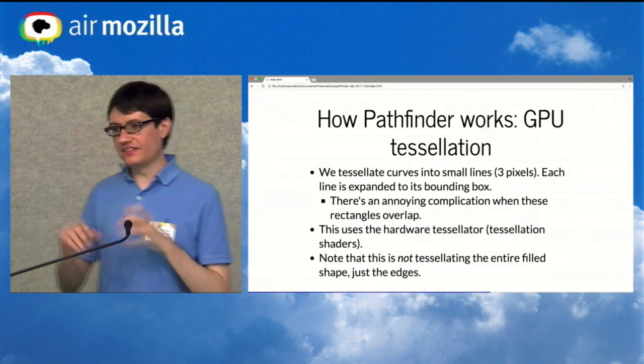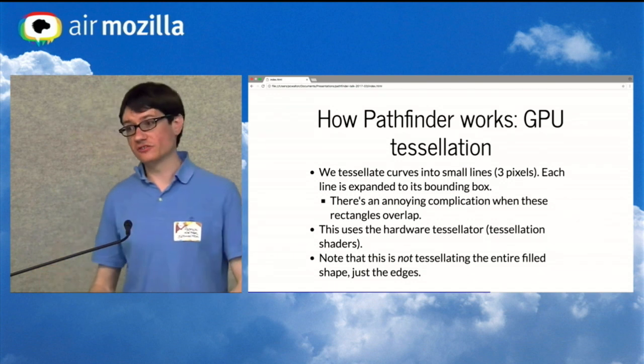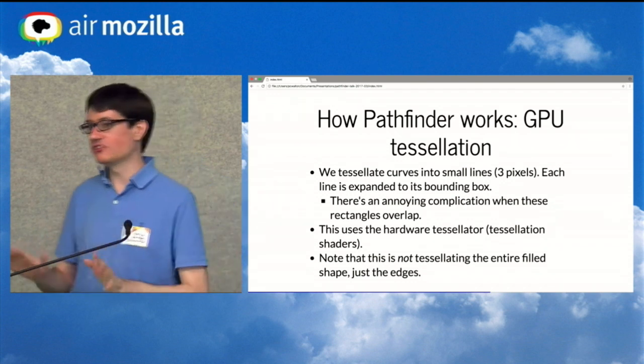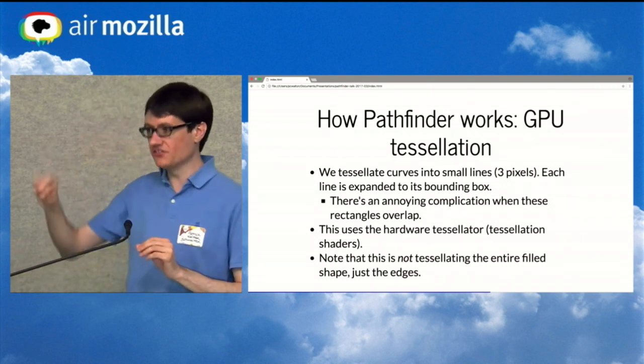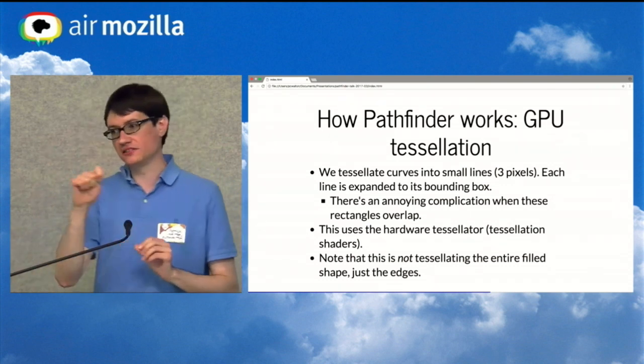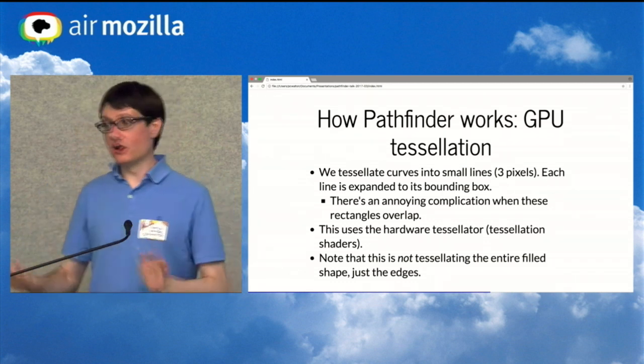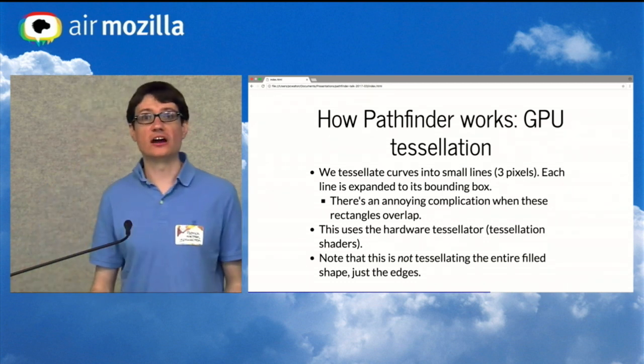So notice that this is not doing what a lot of other rasterization algorithms do, in that they turn the whole shape into a bunch of triangles. We're not doing that. We're only turning the curves into lines. So we're only rasterizing around the edges. And that makes it a whole lot simpler than converting the whole thing into triangles.